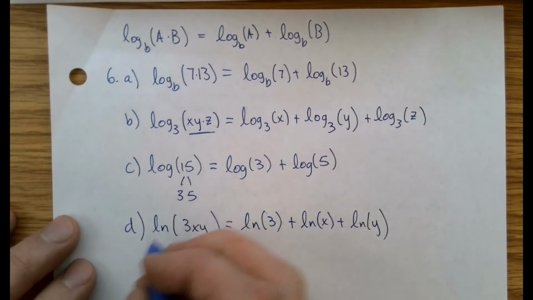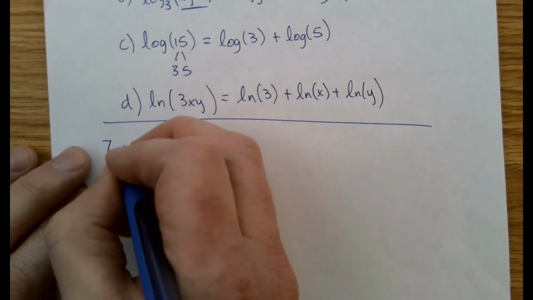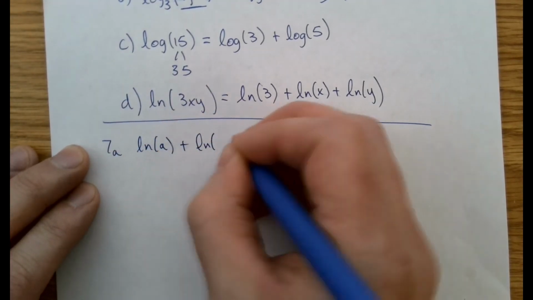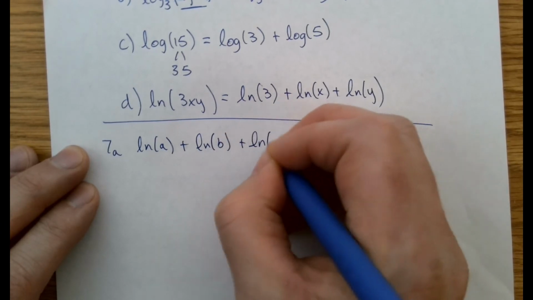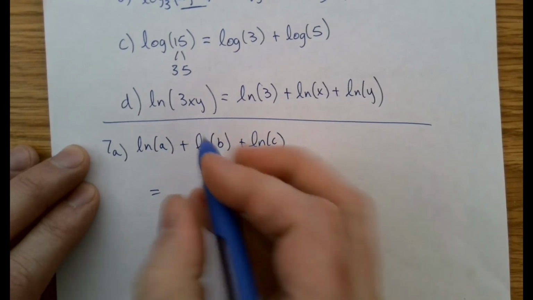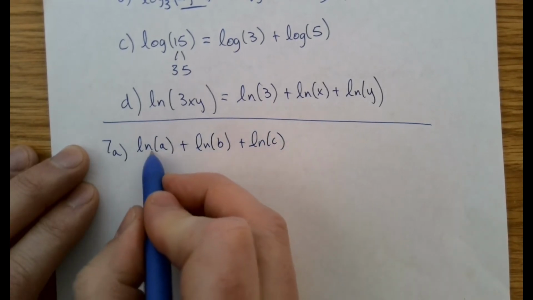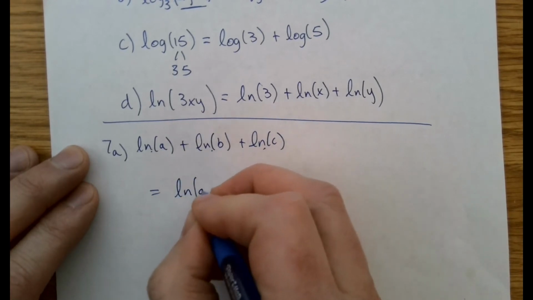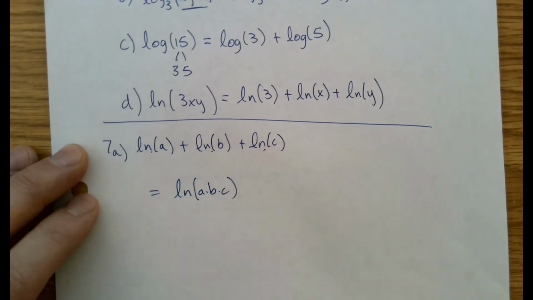Now we're going to go backwards. So for number 7, we're told, hey, if we're given natural log of A plus natural log of B plus natural log of C, could we write that as a single logarithm? Well, most certainly. Since we're adding all three of these together and they all have the exact same base, base e, we can just rewrite this as the product of the three numbers.